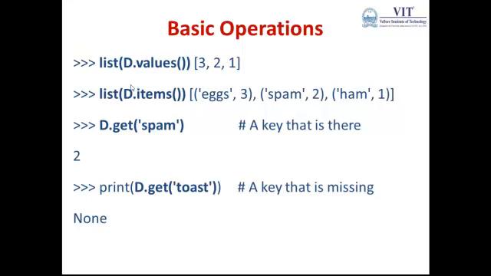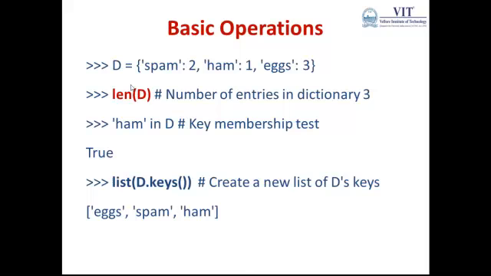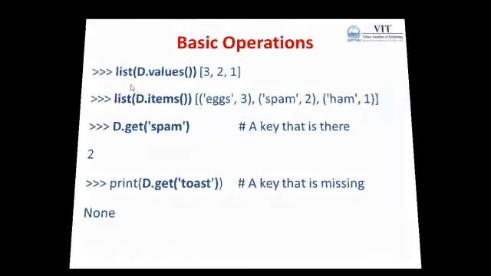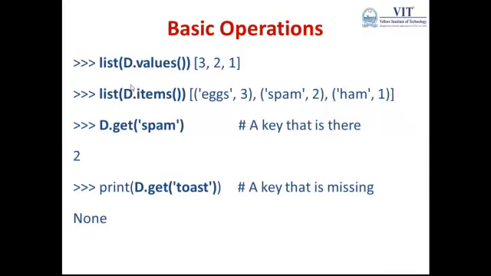And suppose you want to print it, you can also print it. That's what they're trying at the last statement. Look at the last one. Something is different here. They're trying to print d.get of toast. As of now, my dictionary has keys like spam, ham, x. It doesn't have toast. So what will happen is that it just returns a null. That's what is happening.